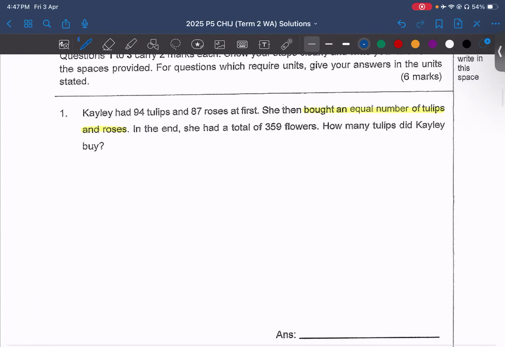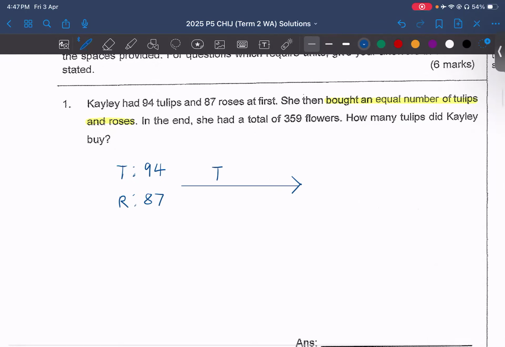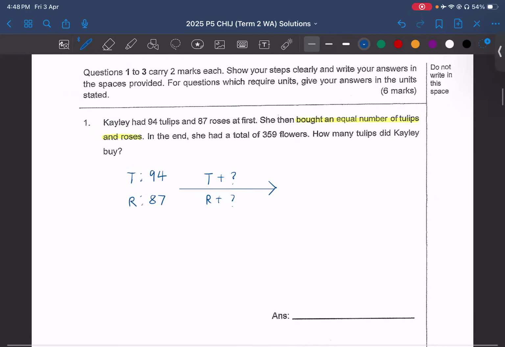What we have before is tulips is 94, the roses is 87, and then there is a change, so we use the arrow to represent change. Because they bought an equal number, but we don't know how many, we represent it as tulips plus question mark, and roses also plus question mark. And then what we have left at the end is a total of 359. So at the end, tulips plus roses equals 359 flowers in total.